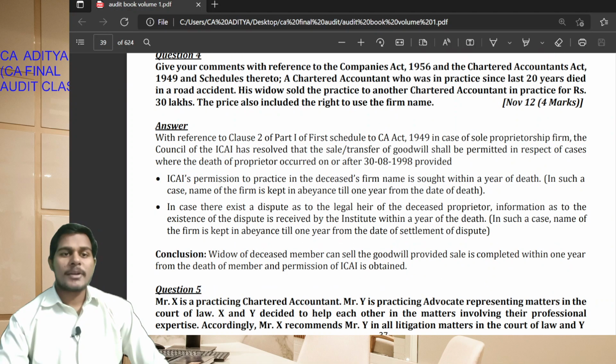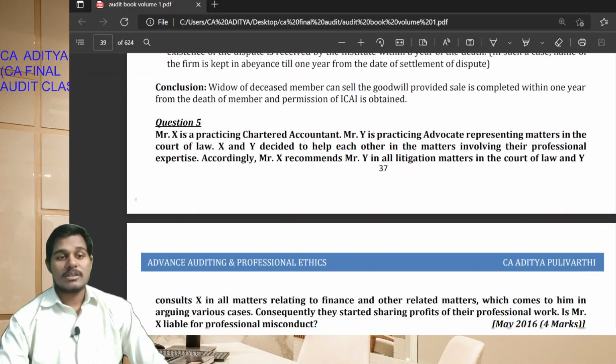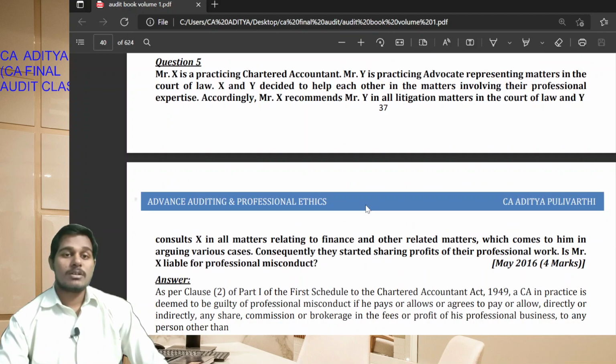Give your comments with reference to the Companies Act 1956 and the Chartered Accountants Act 1949 and Schedule 2. A chartered accountant who was in practice for the last 20 years died in a road accident. His wife sold the practice to another practicing chartered accountant for 20 lakhs. The price also includes the right to use. Same as before question, students. Please listen to it. Please read it once.